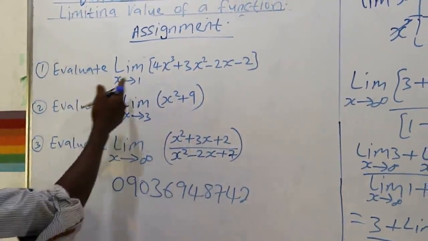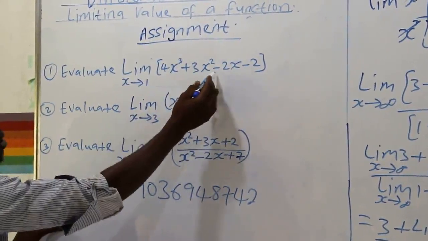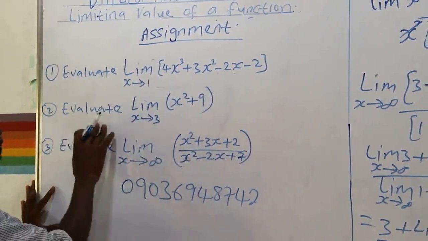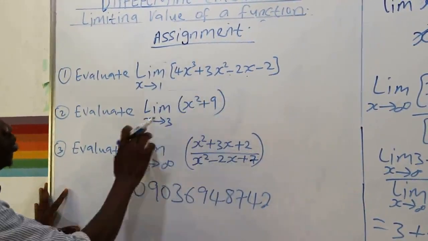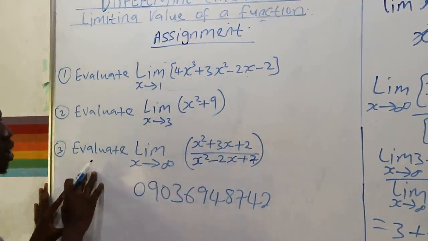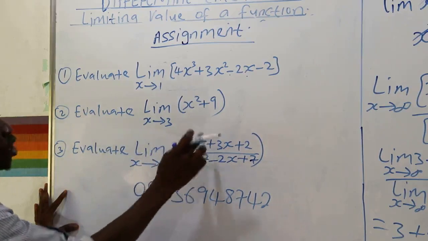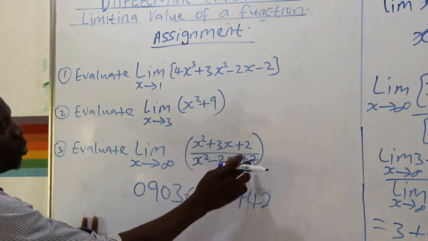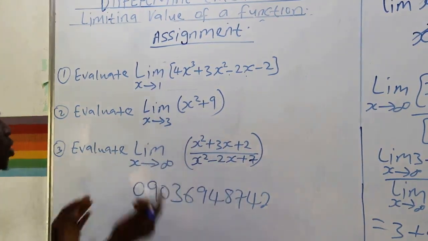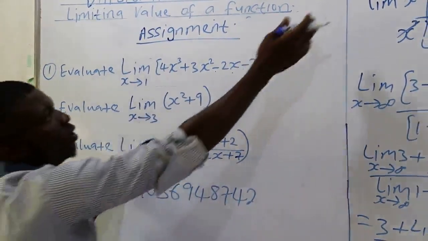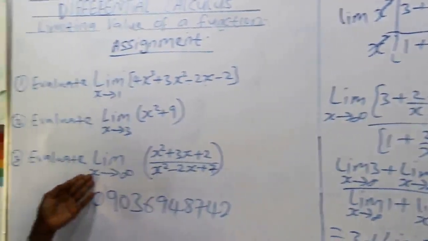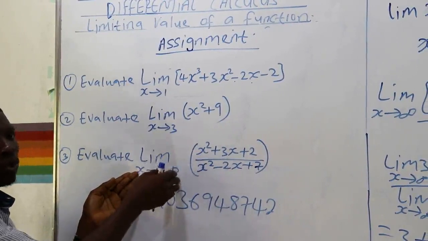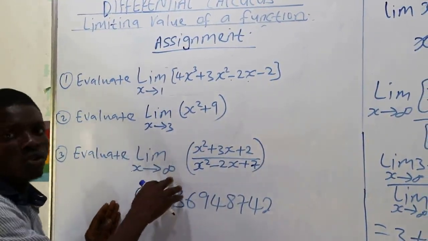Number 1, evaluate lim 4x cubed plus 3x squared minus 2x minus 2 when x tends to 1. Number 2, evaluate lim x squared plus 9 when x tends to 3. And number 3, evaluate lim x squared plus 3x plus 2 divided by x squared minus 2x plus 7 when x tends to infinity. You can see this assignment 3 is related to the 5th example that was given. Our denominator and numerator are the same, so we have to factor it out. Don't forget that our x tends to infinity.